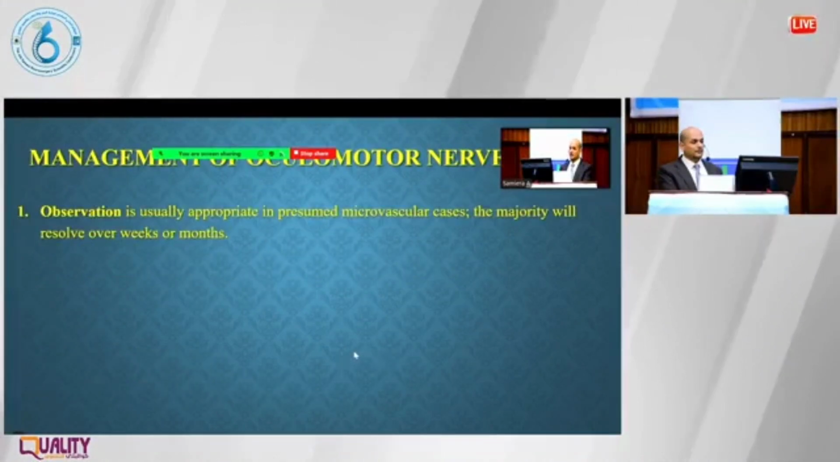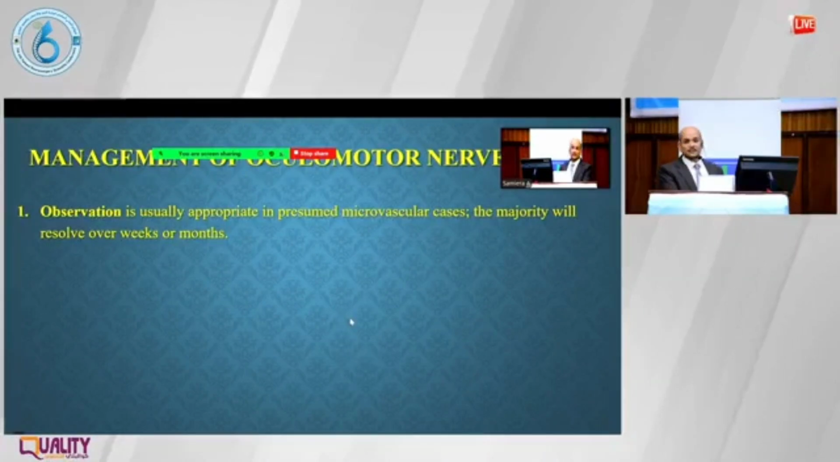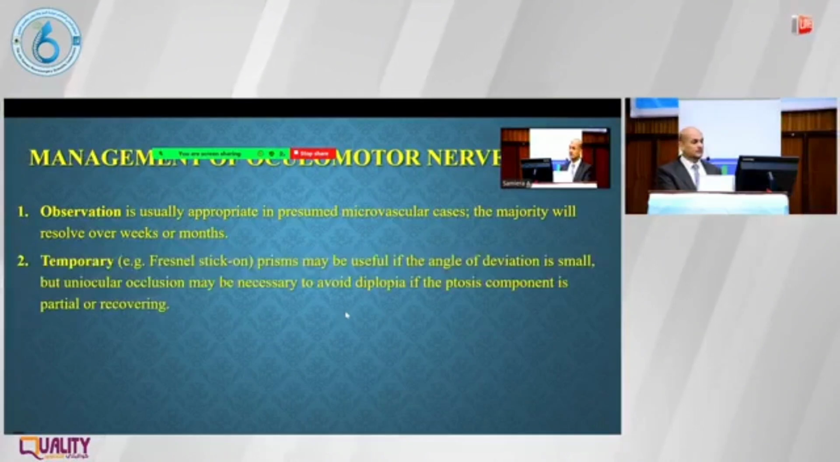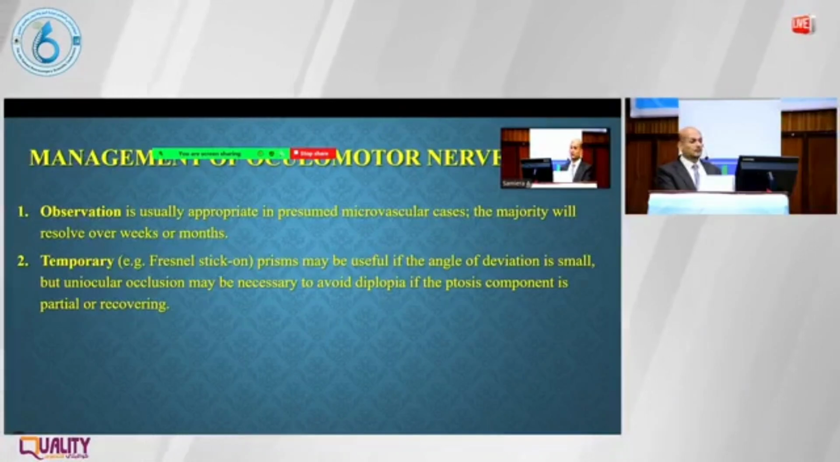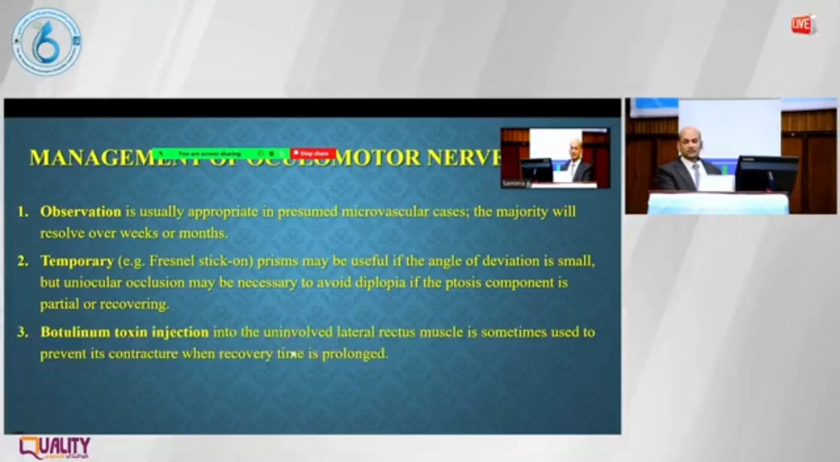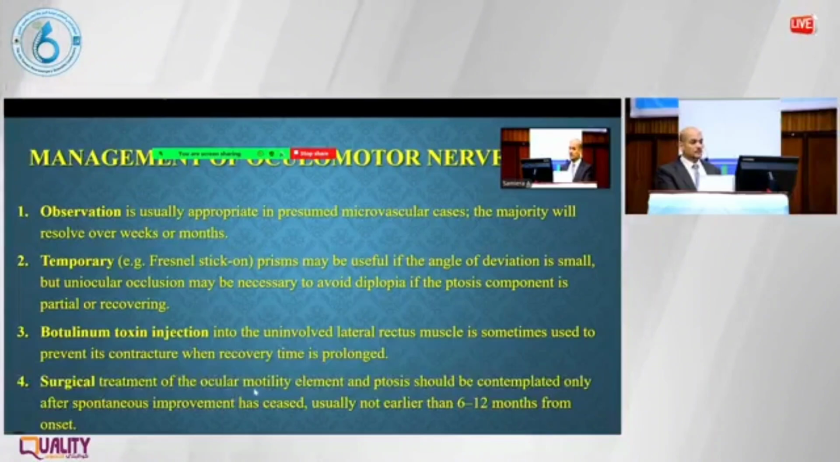So regarding the management, observation is appropriate, especially in ischemic cases, because they will resolve spontaneously within 3 to 6 months. As temporary measures, we can do occlusion, and we can use Fresnel prism to relieve the diplopia in those patients. Botox injection can be used sometimes, and surgical treatment.